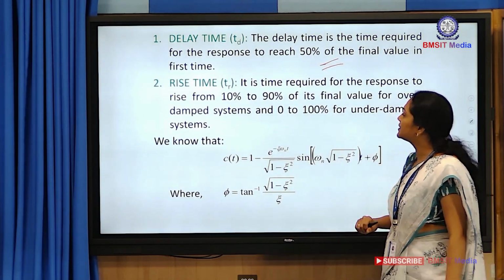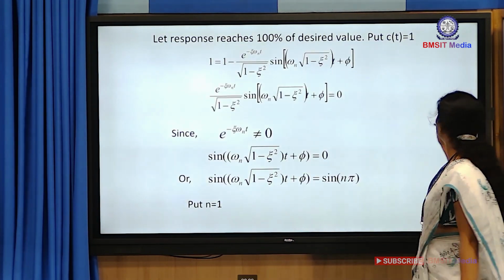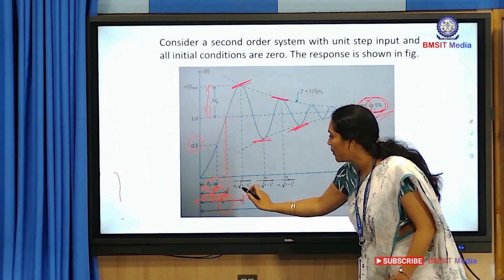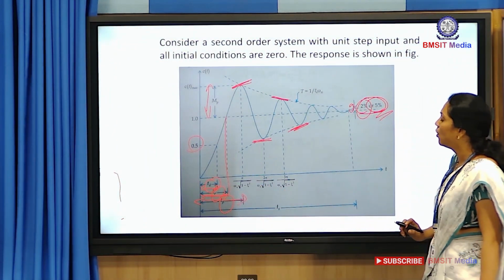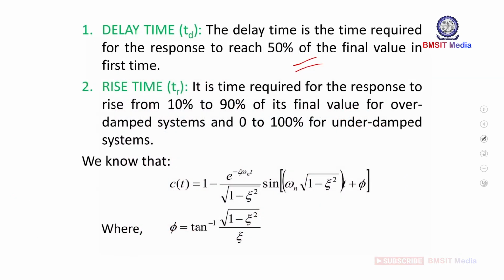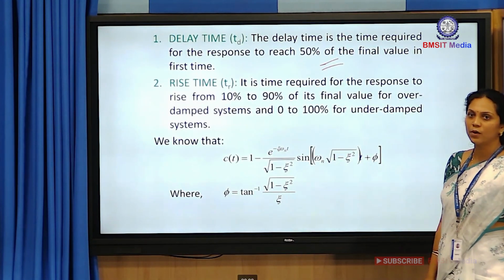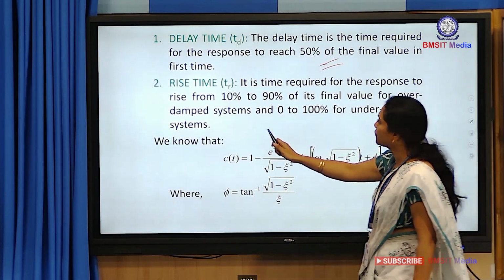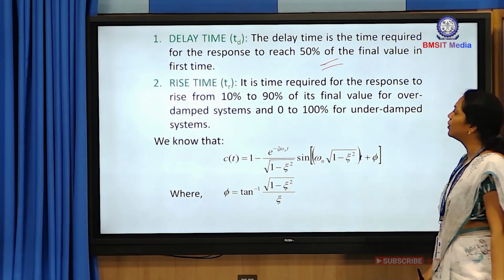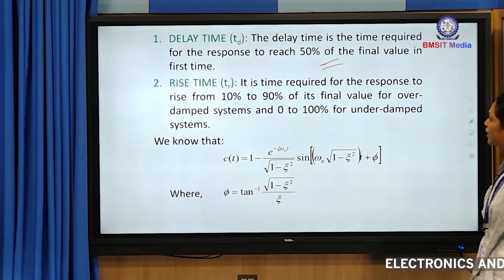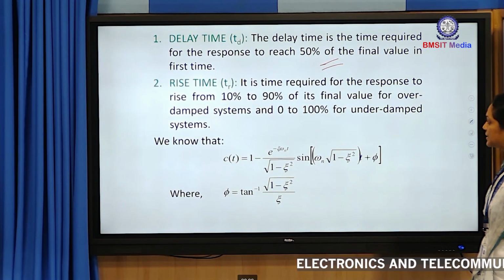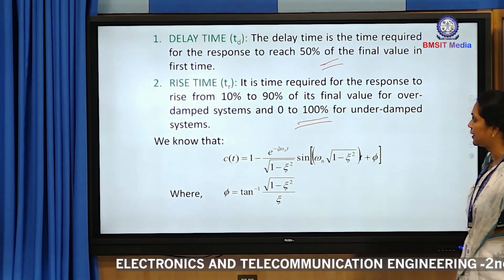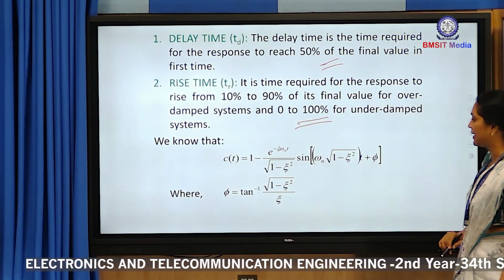Then, what is the rise time TR? What is the value of this delay time? The equation for this delay time is pi by omega n into root of 1 minus zeta square. Now, what is the rise time definition? The time required for the response to rise from 10% to 90% of its final value for overdamped systems, and from 0 to 100% for underdamped systems, is called the rise time.